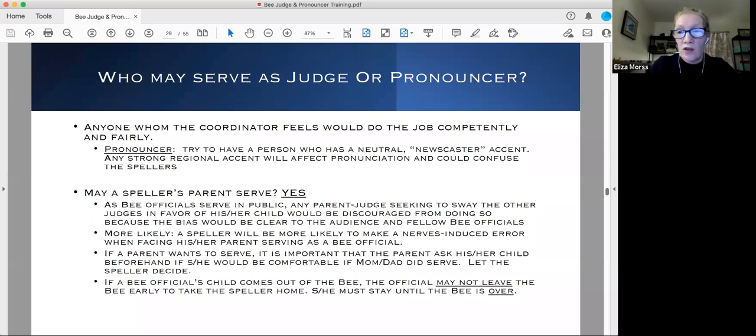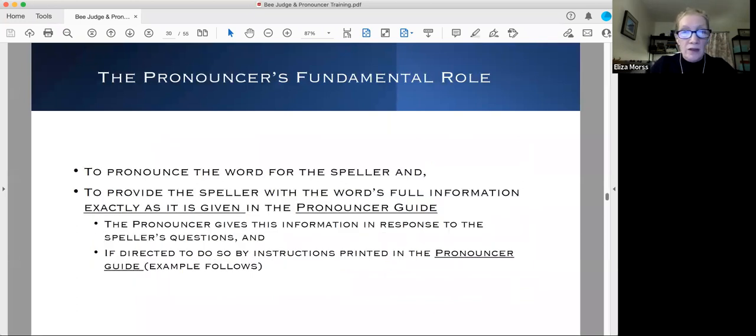So who can serve as judge or pronouncer? Okay, let's look at the pronouncer in detail. As I said, the pronouncer's fundamental role is to pronounce the word for the speller and to provide the speller with the word's full information exactly as it is given in the pronouncer guide. You are reading directly from the text. You cannot screw up. The pronouncer gives information in response to the speller's questions and following the text, if directed to do so by instructions printed in the pronouncer guide.